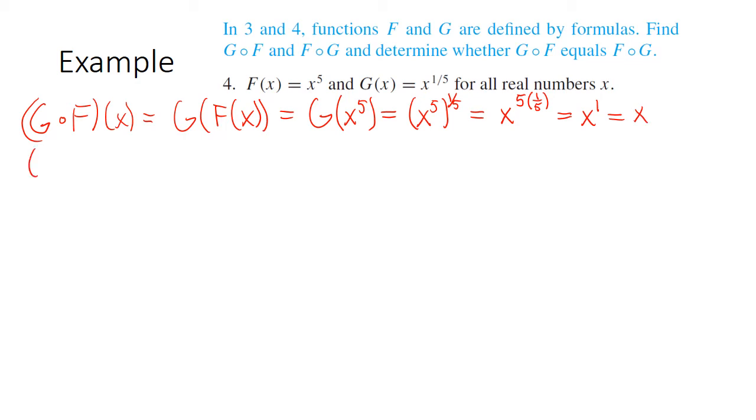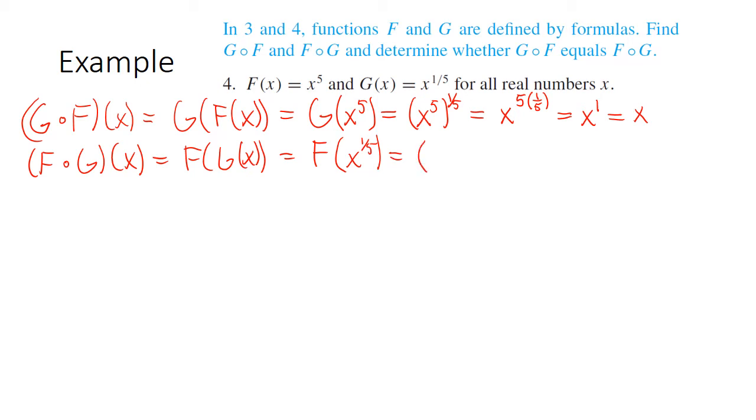And now let's do it the other way around. So f of g, I can write it like this. First I'm going to plug in the formula for g of x, which is x to the 1/5. And then I'm going to plug that into the formula for f, which means I'm going to raise it to the 5th. And then I apply the same rule here. This is 1/5 times 5, so this is going to be x to the 1, which is x. So in this case, g of f does equal f of g.